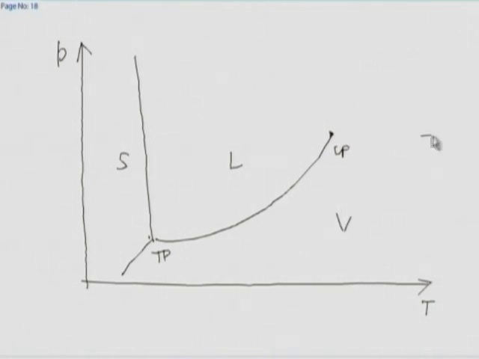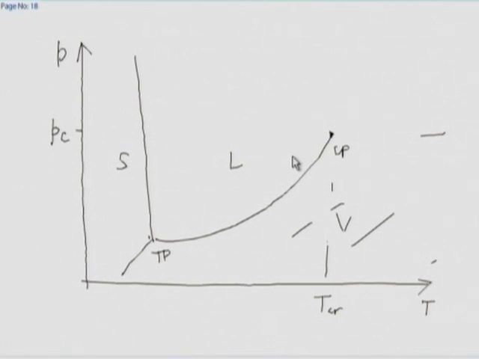Now, traditionally, this zone is known as superheated vapor. Even if it is created by sublimation, it is superheated vapor. This is the critical point, so this is the critical temperature and this is the critical pressure. Actually, if you look at the critical point, the distinction between liquid and vapor vanishes.